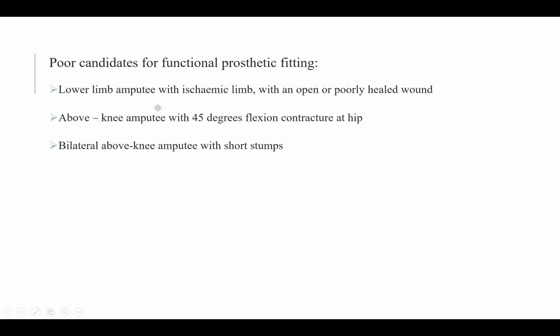Poor candidates for a prosthesis are a lower limb amputee with an ischemic limb with an open or poorly healed wound, an above knee amputee with 45 degrees flexion contracture at the hip, and a bilateral above knee amputee with short hamstrings.